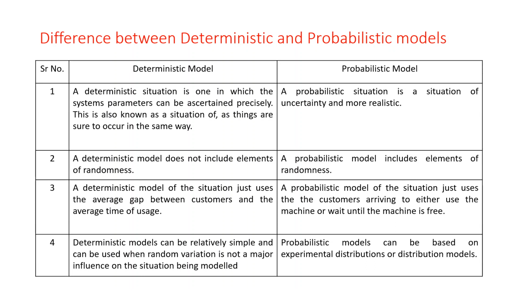And the last difference is that the deterministic model can be relatively simple and can be used when the random variation is not a major influence on the situation being modeled. So if random variation is a major component of the context, a probabilistic model may be used. So here the probabilistic model can be based on the experimental distributions or a distribution model. So these are the differences between deterministic model and probabilistic model.